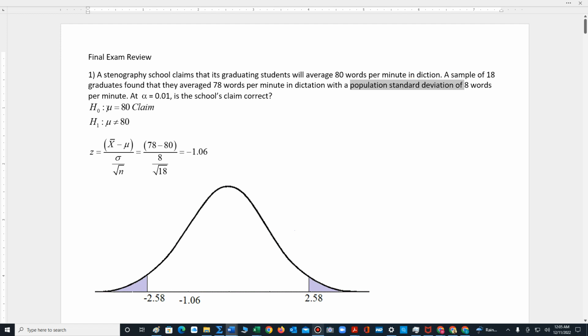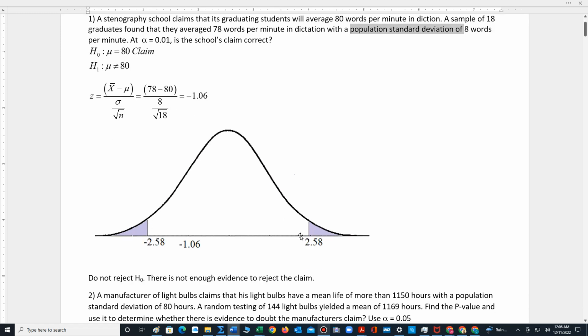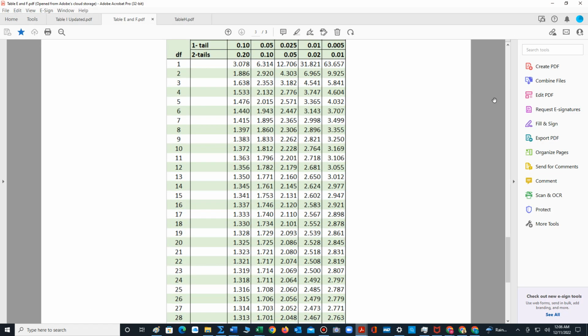Well, the claim is that the average is 80. That's our claim. So the claim is H naught. For H sub 1, it's the opposite of the mean being equal to 80. So mean is not equal to 80, which indicates we have a two-tailed z-test. We can then look up the critical values in table F.